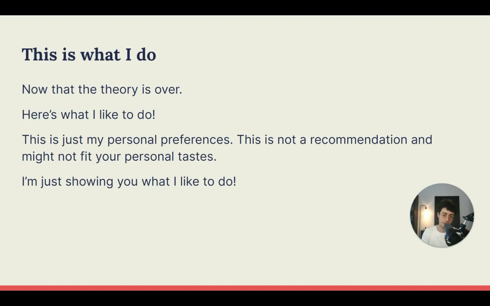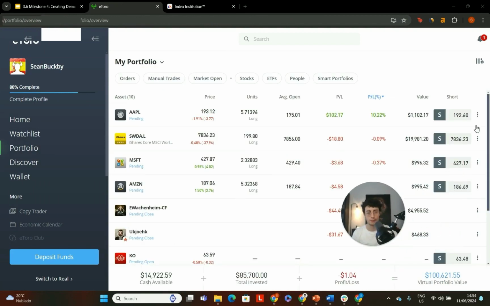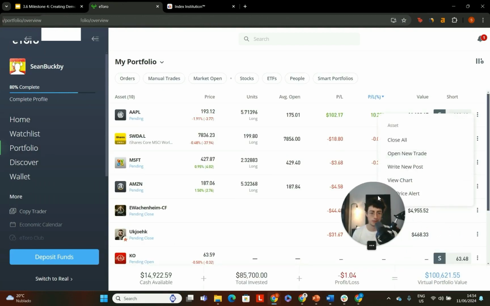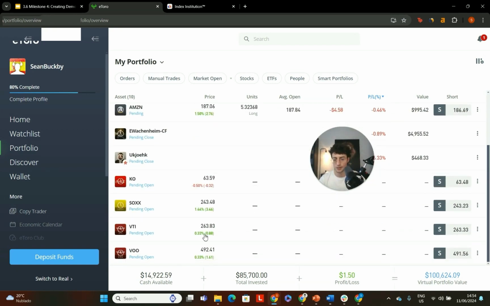Now that the theory is over, here's what I like to do. This is just my personal preference. This is not a recommendation, and it might not fit your personal tastes. I'm just showing you what I like to do. If we were to go back into the portfolio, I can't actually show you my real-life portfolio, but I can give you my personal preferences. It's a little bit annoying since most of these things aren't closed properly because we're still waiting for the US markets to open, so there's no clean portfolio for me to show you. But in short, I am a big fan of the world MSCI index, and I'm also a big fan of the S&P 500.